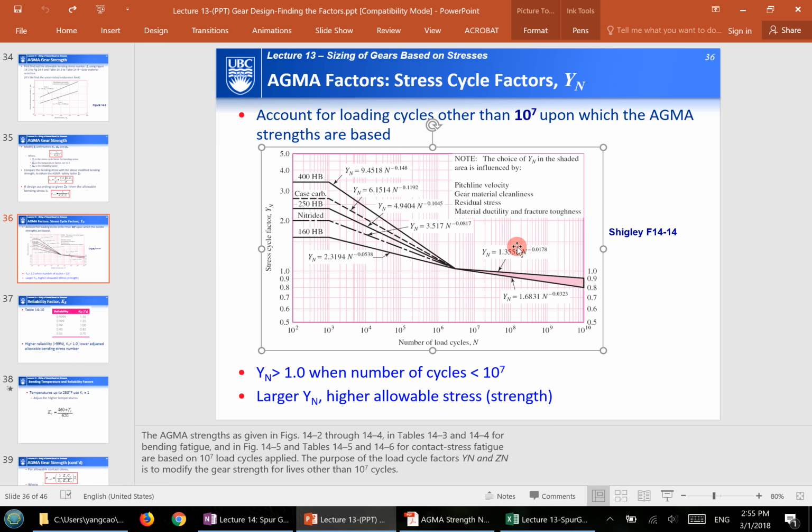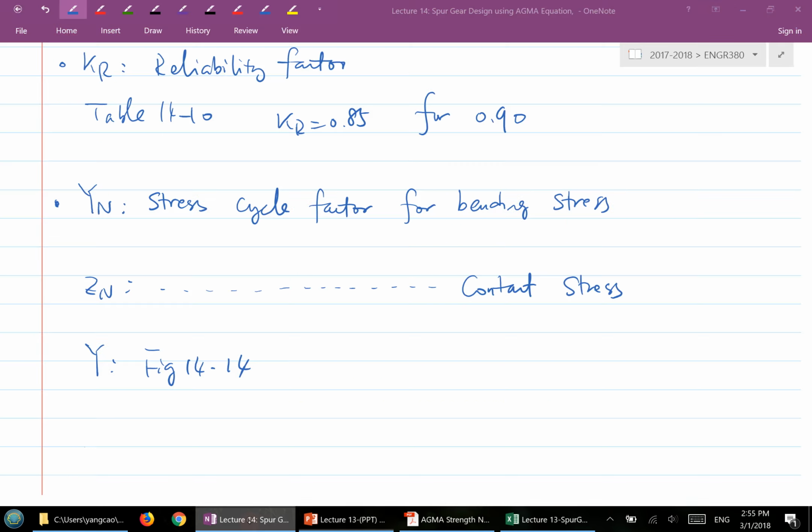The reason is if you look closely, when you substitute 10 to the power 7 into the yn, you get exactly 1. So basically, your yn value, you can choose that. Basically, it's the same as what I did, which is the formula for the top line there, which is this formula here. That's your yn.